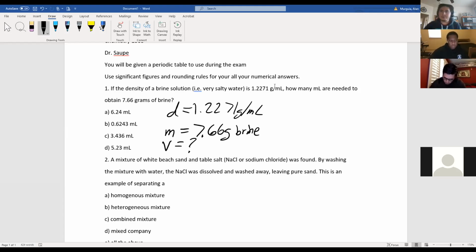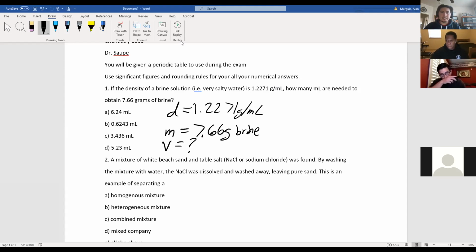You can plug it into the formula, like density equals mass divided by volume. So we can do that. And Noel, what were you saying as well? I was just saying that you could use the density as a conversion factor. Yeah, both ways are correct, right?